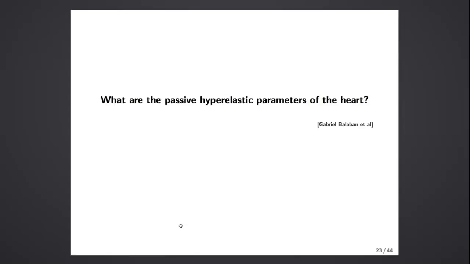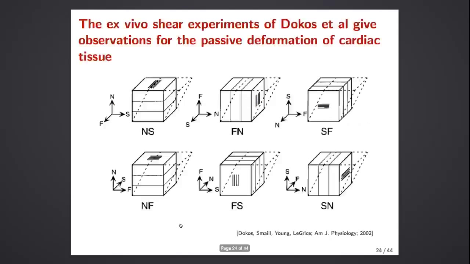Okay, so if I move on to more science, what are we actually using this for? I have the science aspects here. And the first thing I want to talk about is I'm studying how to identify the passive material properties of the heart, because we don't really know. What we're using is some of what exists in experimental data.